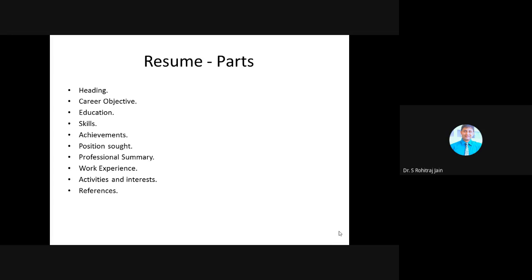So these persons may include the teachers or their immediate supervisors or the research guides, colleagues, subordinates. So they should mention the name of the reference. The designation is very important, and a full contact address with telephone number and email ID is very, very important. So these are the parts which are present in resume.